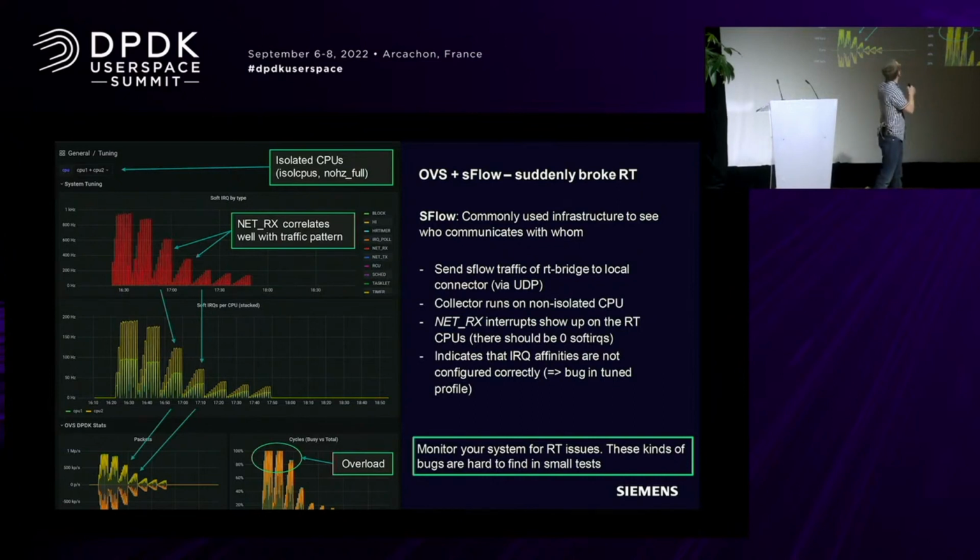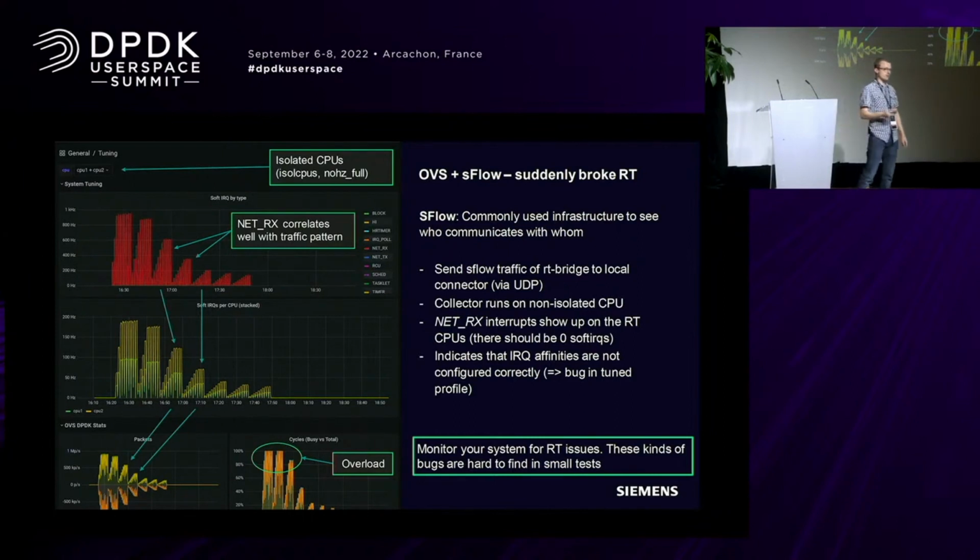We can filter on the CPUs we are interested in. So CPU 1 and 2 are the real-time CPUs, or the ISO CPUs. Then we looked at the interrupt queues, and we have a lot of NetRx traffic on the real-time cores, which shouldn't be there. And here you see the packets inserted by the switch test system into the OVS, and you see that these interrupts correlate pretty well with the amount of packets you insert.